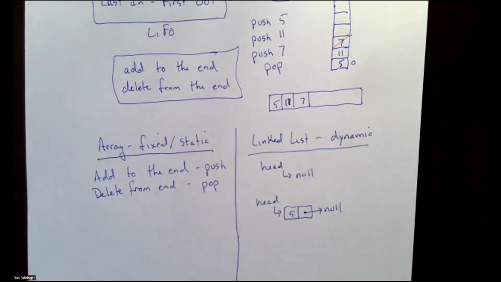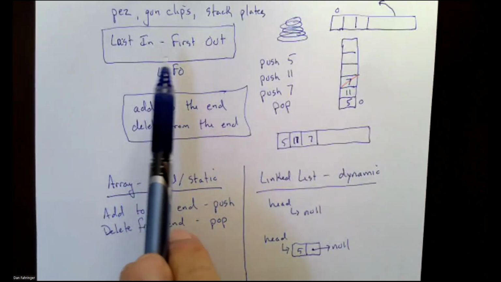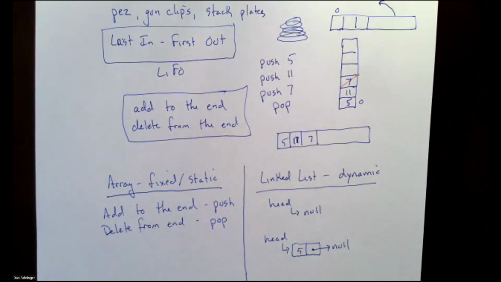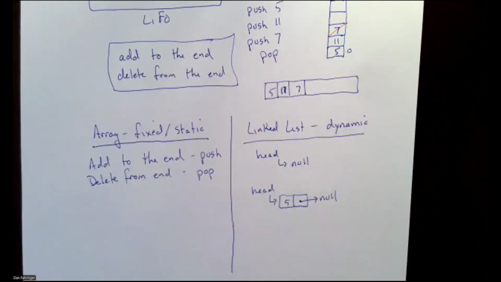Now, I need to make sure I am following last in is the first out. My next node is 11. I need to figure out where I want to put that node because I have two choices, right? What do you think? Do I put it in front of the 5? Do I put it after the 5?